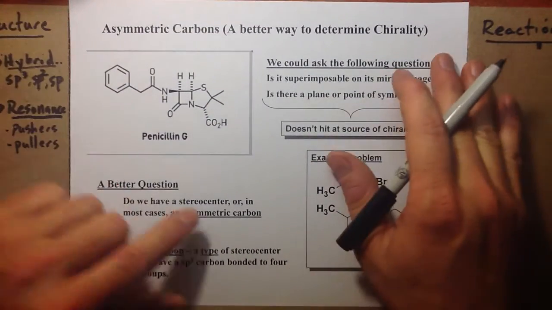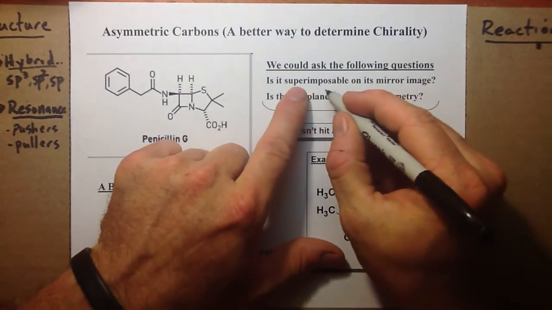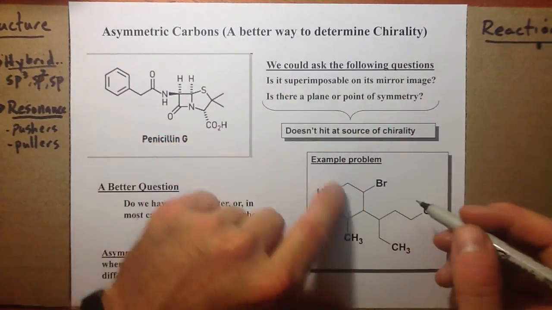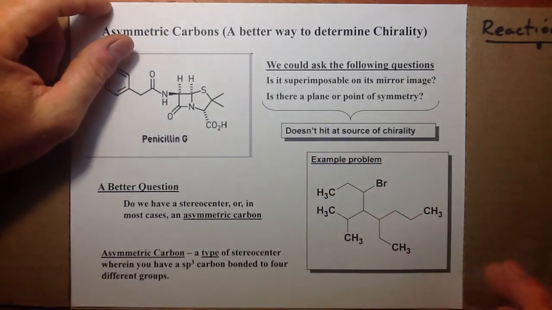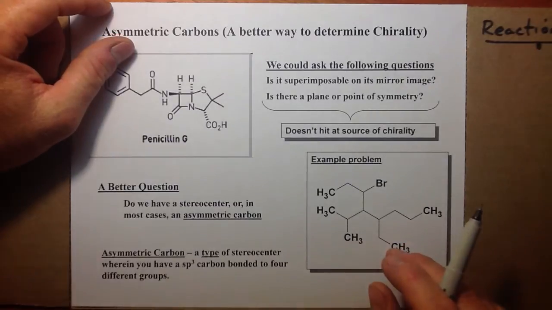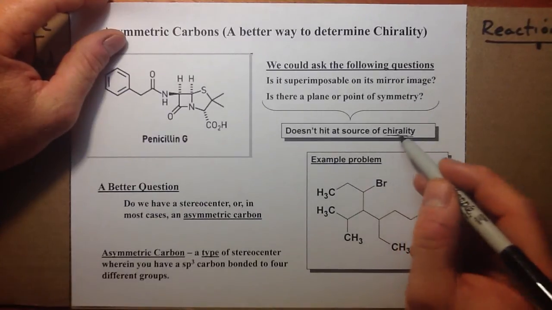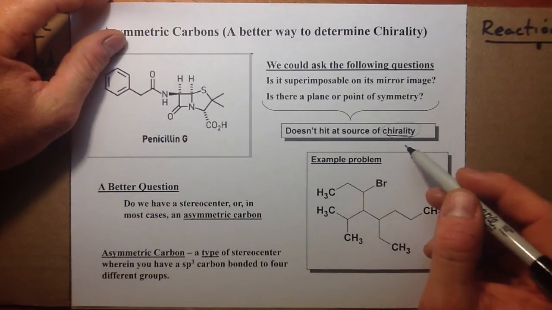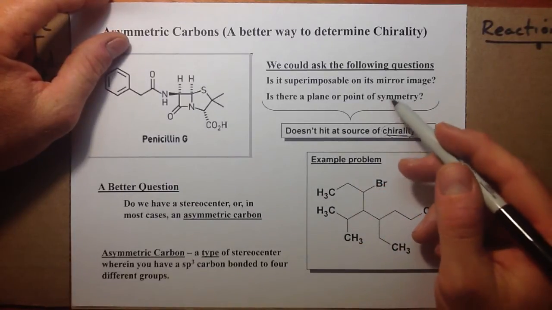Let's get to this definition of chiral carbons, or what we call asymmetric carbons. We could ask for any molecule, is it superimposable on its mirror image? This would not. Is there a plane or point of symmetry? We can see this has some asymmetry to it. There is no plane or point of symmetry. But this doesn't really hit at what is the source of chirality for this molecule, the source of handedness, the source of these properties.